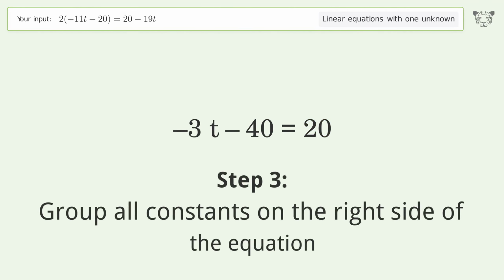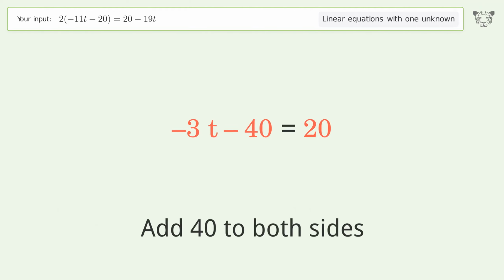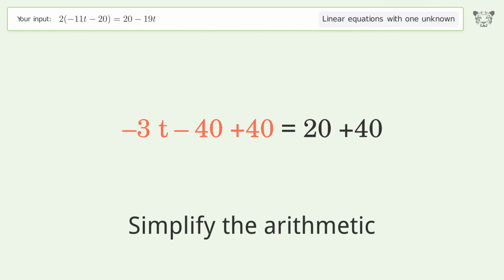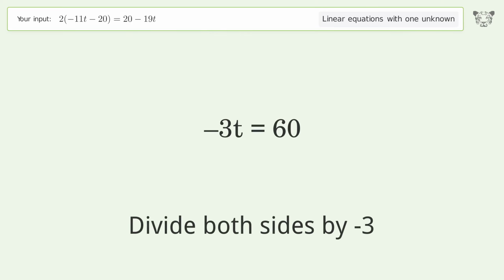Group all constants on the right side of the equation. Add 40 to both sides. Simplify the arithmetic. Isolate the t. Divide both sides by -3.